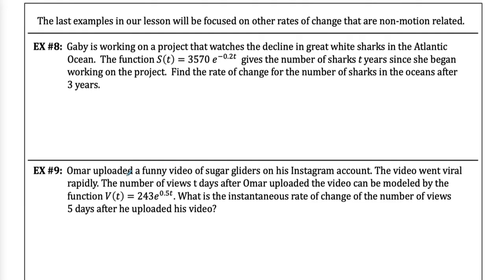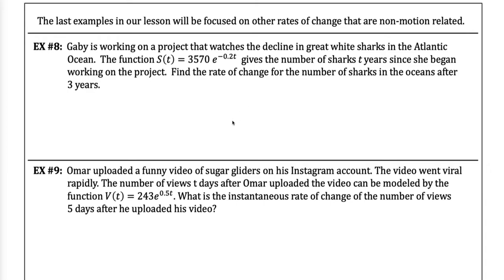Okay, so Gabby's working on a project that watches decline in great white sharks in the Atlantic Ocean. That function gives the number of sharks T years since she began working on the project. So basically, she's been recording the information all these different years, and once you put the information into a regression model, like your calculators even have that built in, where you can look at different regressions and try to find out how closely your data matches something. So she found it matched up 3570 e to the negative 0.2 t.